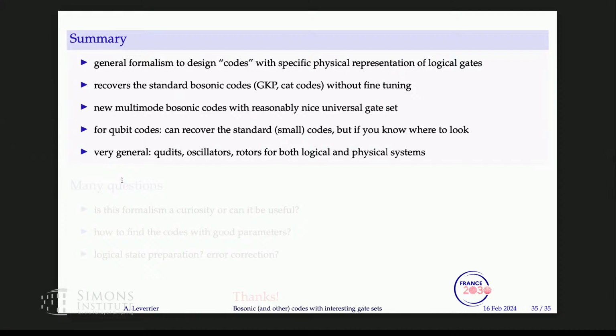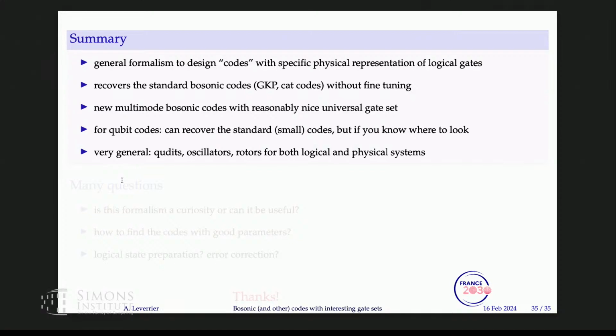For qubit codes, at the moment, it's not clear where to look. If you want to get a code with good distance, it's not clear what the recipe is to do that. As I was saying, maybe I'm optimistic that this exists, that there's a recipe to do that. And this formalism is very general.